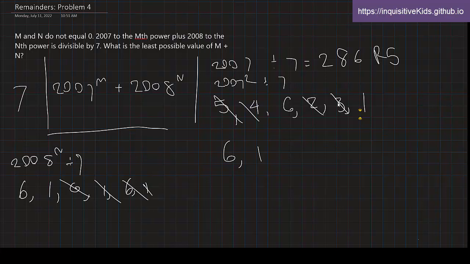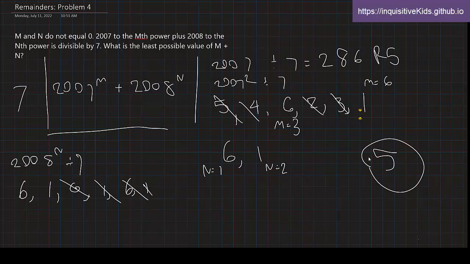This is 1, 2, 3, 4, 5, 6. This is when m is equal to 6. This is when n is equal to 1. If we choose the 1 on the second row, however, then this is when n is equal to 2, so n increased, but m decreased by 3. This is what the 6 on the top row is, when m equals 3. 6 plus 1 equals 7. But 3 plus 2 equals 5. So 5 is the least possible value of m plus n.